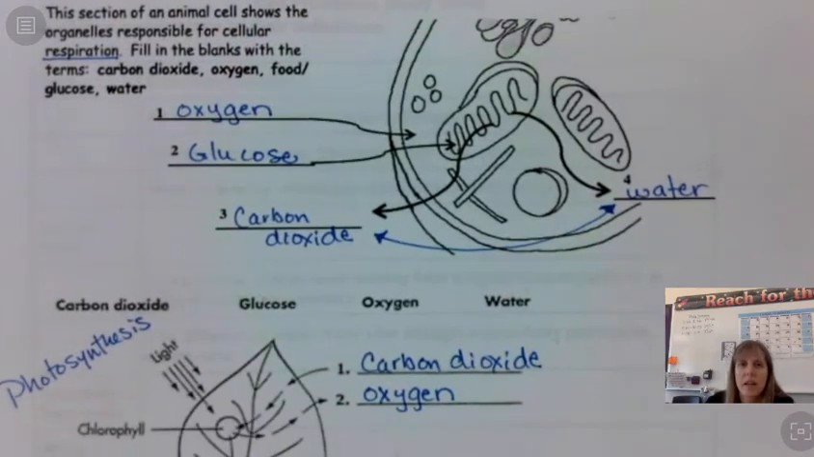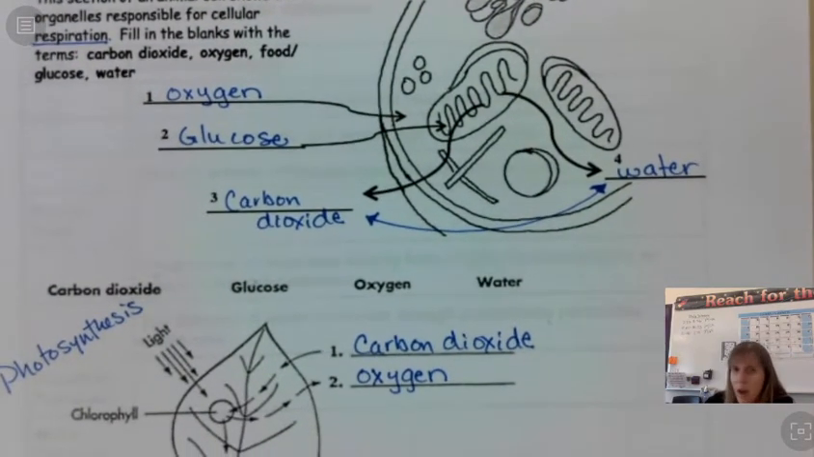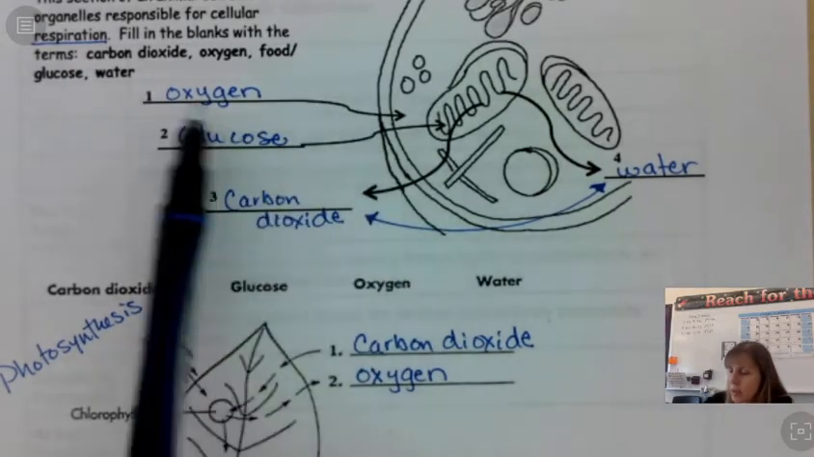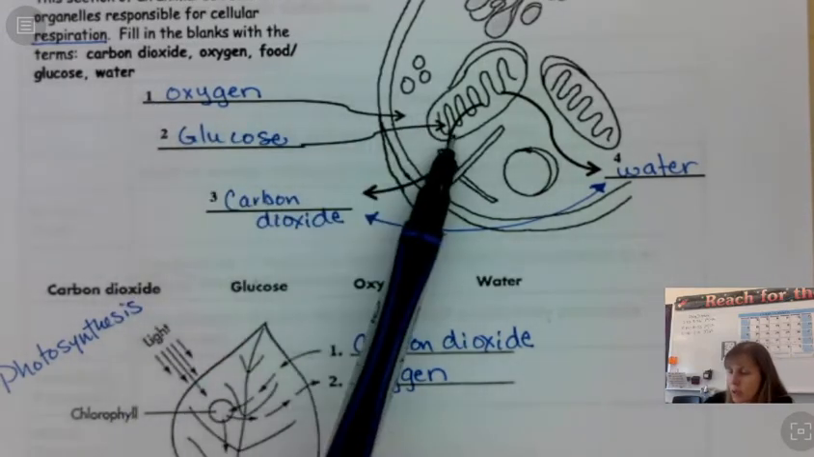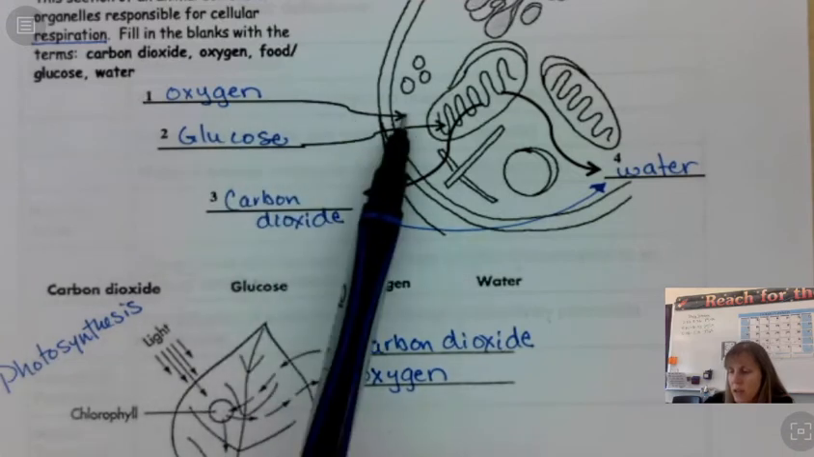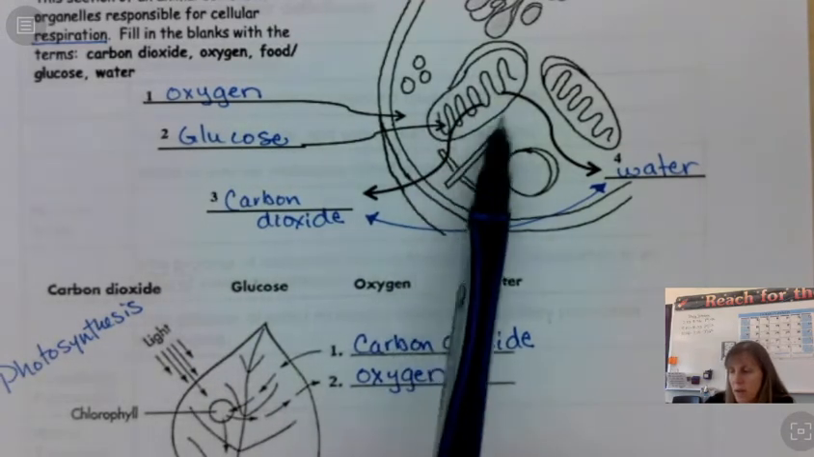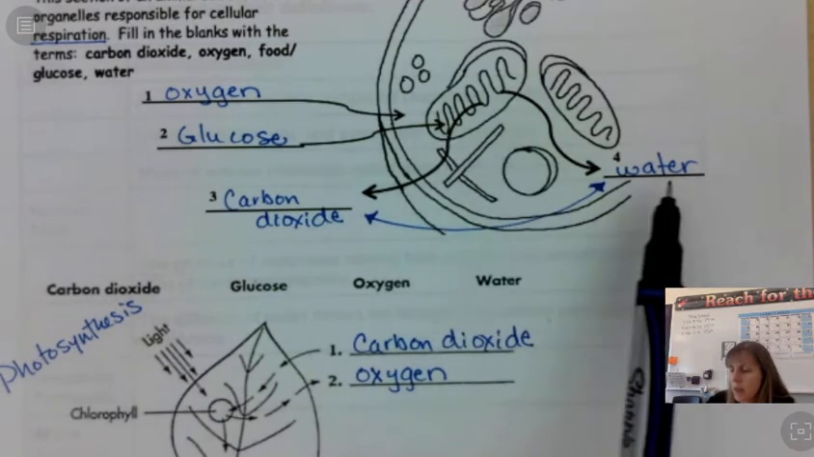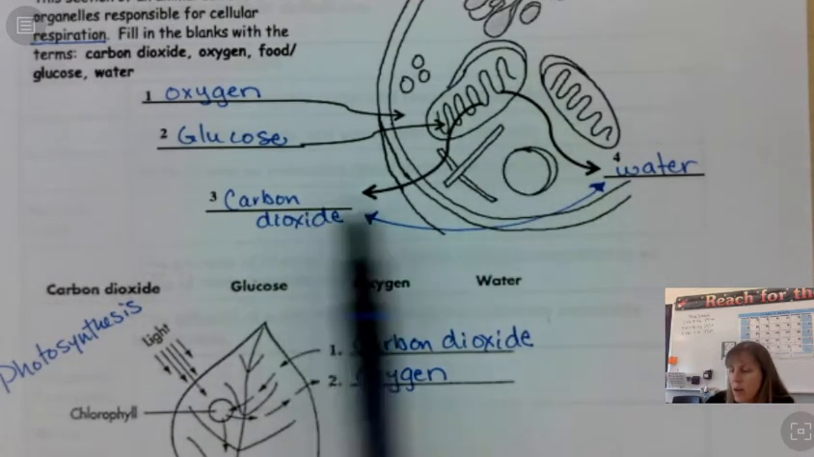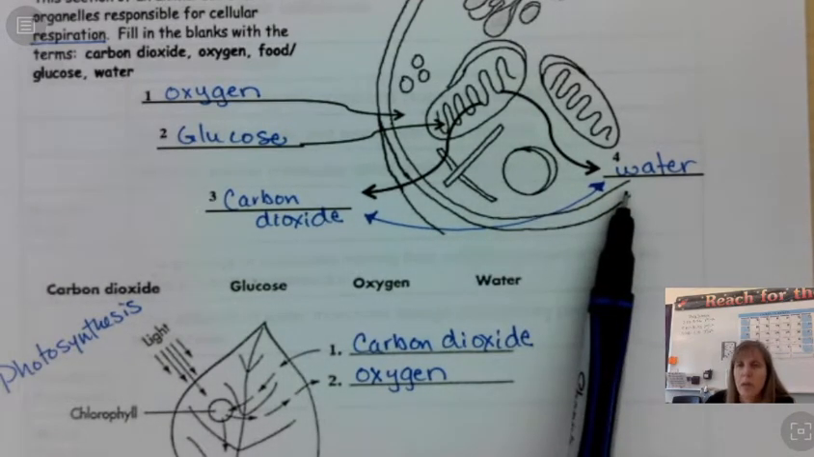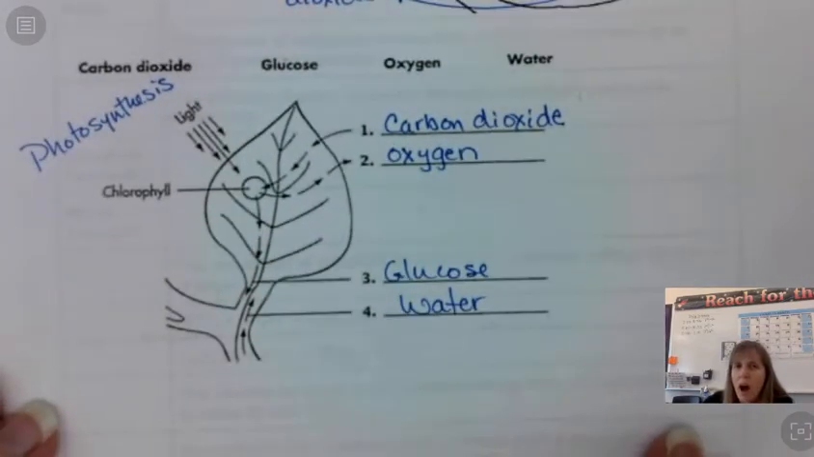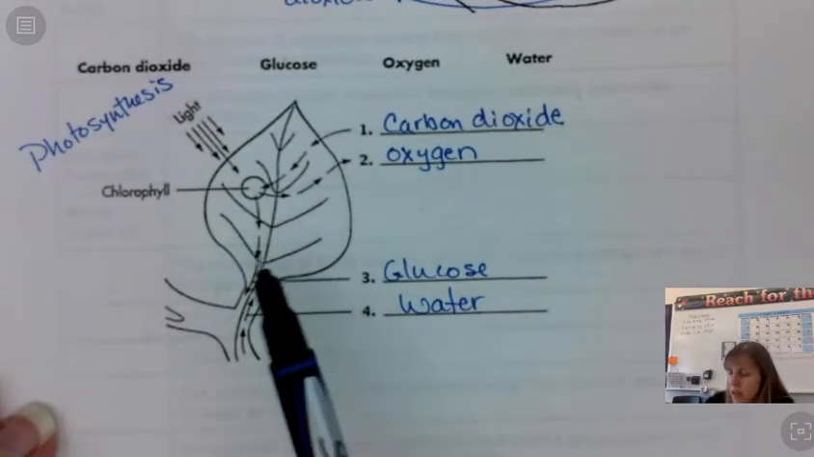This section of an animal cell shows organelles responsible for cellular respiration, and you are supposed to fill in the blanks. Respiration needs oxygen and glucose in. Yeah, you have to have oxygen here and glucose here because glucose goes directly to the mitochondria, right? But this doesn't matter. Water or carbon dioxide, you could have water here and carbon dioxide here, and that would also be acceptable.